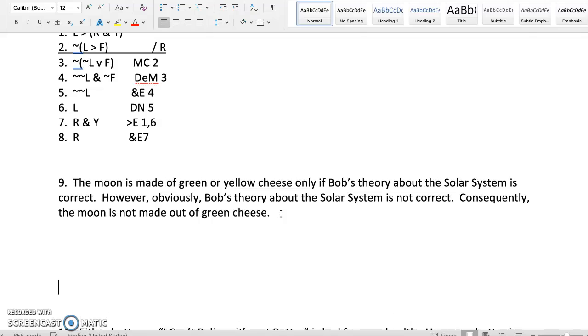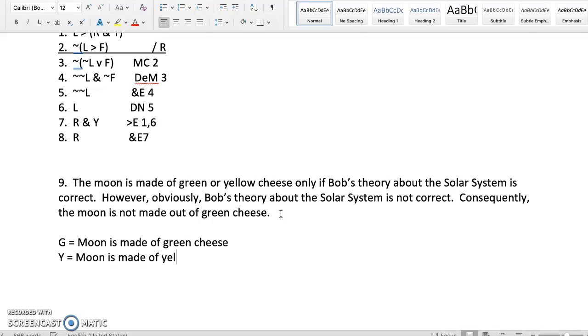Okay, number 9. So moon is made of green cheese or yellow cheese only if Bob's theory about the solar system is correct. So we need G will make moon is made of green cheese. Y is moon is made of yellow cheese. And B for Bob's theory about the solar system is correct.